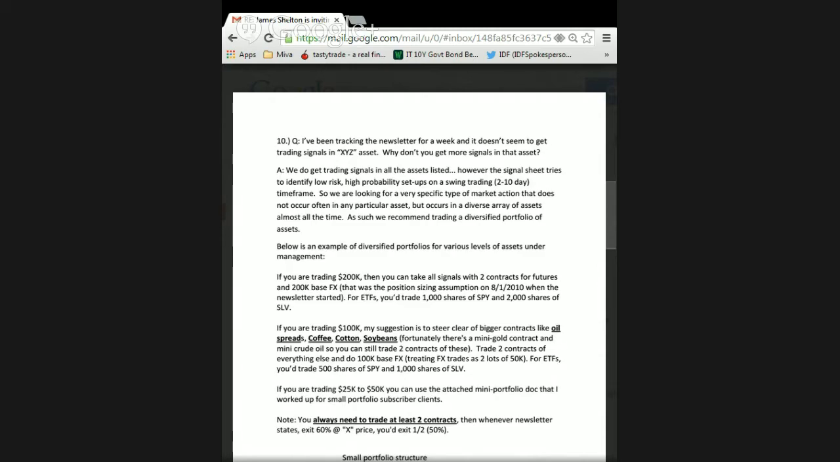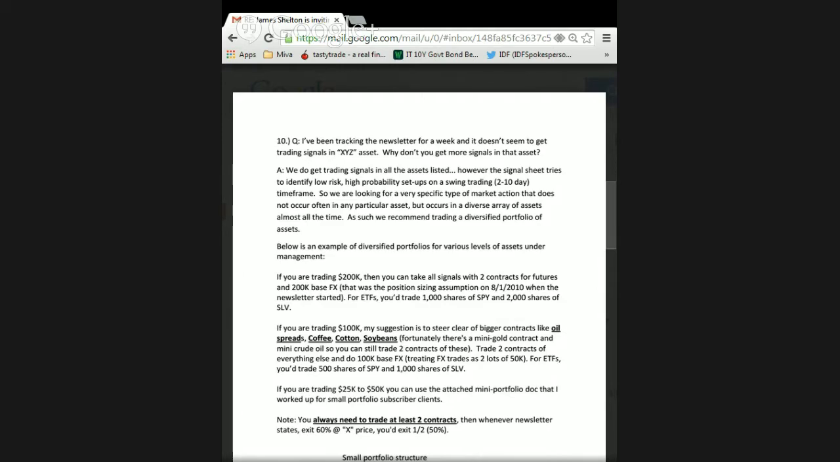Only trading 100,000, my suggestion is to steer clear of the bigger, more volatile assets like the oil spreads, coffee, cotton, soybeans. Now, fortunately, there is a mini gold contract and a mini crude contract, so you can probably still trade 2 of those mini contracts with 100,000 in an account. And then I would suggest, if you have 100,000 under management, to use 100,000 base FX and treat FX trades as 2 lots of 50,000. That way you can again do the regret minimization.